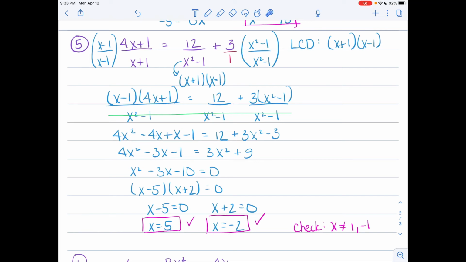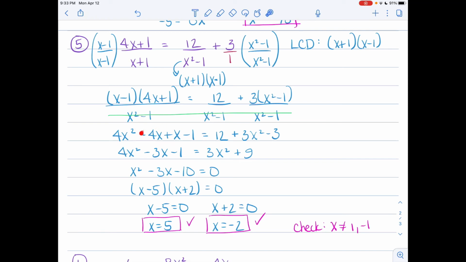So let's start working on this. I want to multiply x minus 1 times 4x plus 1. So I'm going to have x times 4x, 4x squared. And then negative 1 times 4x, negative 4x. X times 1 is an x, and negative 1 times positive 1 is a negative 1. On this side, I'm going to have 12 here, and then 3x squared, and then 3 times negative 1 is negative 3. Let's combine like terms.